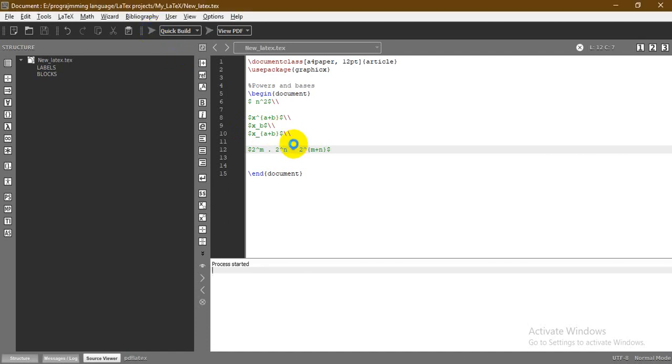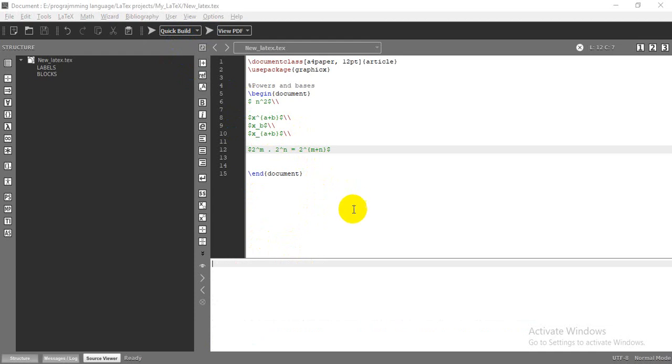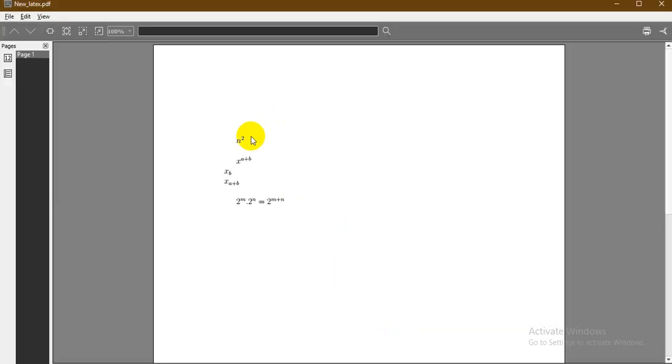So when you have all this, you compile and you run it, you open here, and you're going to see you have n squared, you have x raised to the power a plus b, you have x base b, and I have the last one. We are going to look at the last one later.